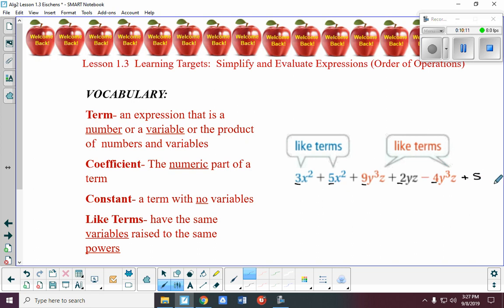Like terms have to have the same variables raised to the same power. So here you have x squared and x squared. So these are like terms. These red ones, y cubed z, y cubed z, these are like terms. And so to combine those, you add the coefficients. So 3x squared and 5x squared, you have 8x squared. 9y cubed z minus 4y cubed z, you have 5y cubed z. And then you have a 2yz. See, you have a yz here, but you don't have the same exponents. This is y cubed z. This is just a plain yz. And then 5, that's just hanging out at the end there.